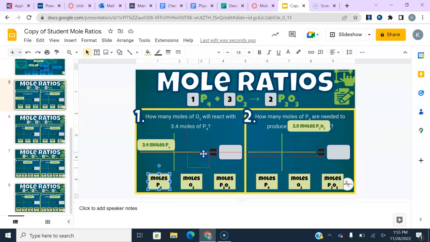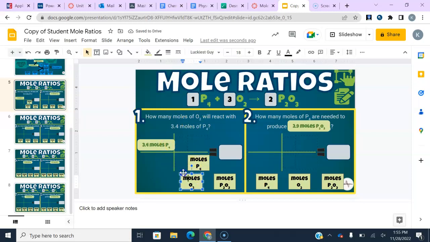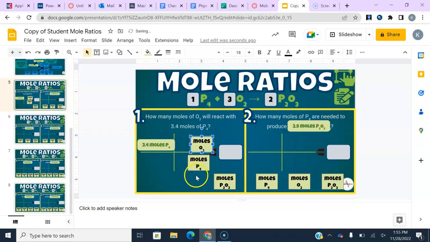I know my moles of P4 have to go on the bottom. And I want to end with my moles of O2, so my moles of O2 have to go on the top. Again, because the P4 is on the bottom, that is going to eliminate, because that's just a fraction. If you have a P4 on top and a P4 on the bottom, those go away, and then my O2 is left. Don't have to worry about P2O3 in this problem because it's not asking about P2O3.